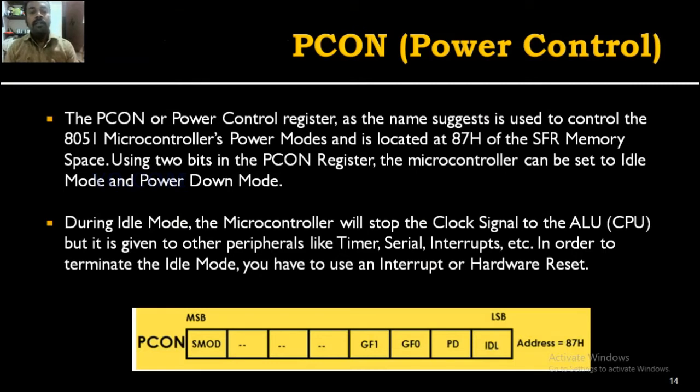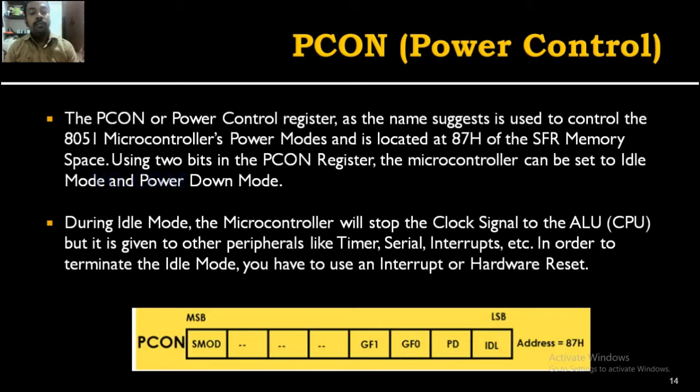The PCON or power control register is used to control the 8051 microcontroller power mode, and it is located at 87H in SFR memory. Using 2 bits in the PCON register, the microcontroller can set idle mode or power down mode. So in our mobile phone or in our laptop, we are having the power saving mode. Same way in a microcontroller, we are having the PCON register. So this register saves the power when it is in idle or power down mode.